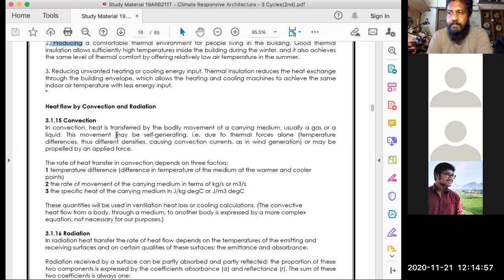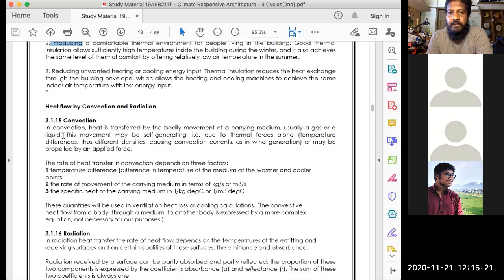A perfect example is on a hot day, you leave your windows open. Any breeze or wind coming in through the window will heat up the interiors. That's one easy example of what convection is all about. The wind from outside is carrying the heat along with it.